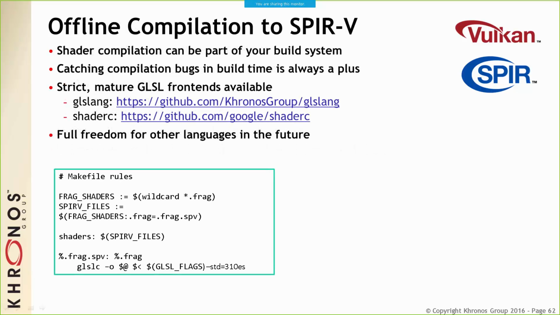So getting your shaders into SPIR-V is a fairly simple step. Khronos has the glslang tool. There is another tool from Google called Shaderc, which extends glslang to better integrate with build systems and stuff. It's pretty easy, but it still builds on glslang, so it's just one code base there.